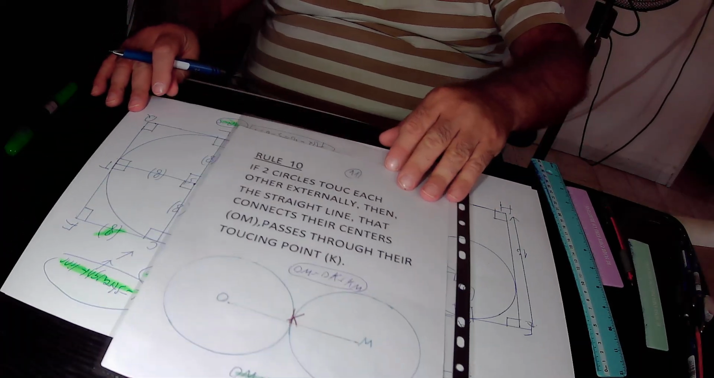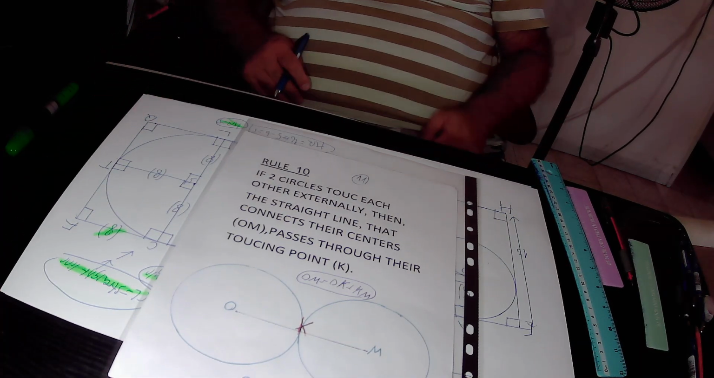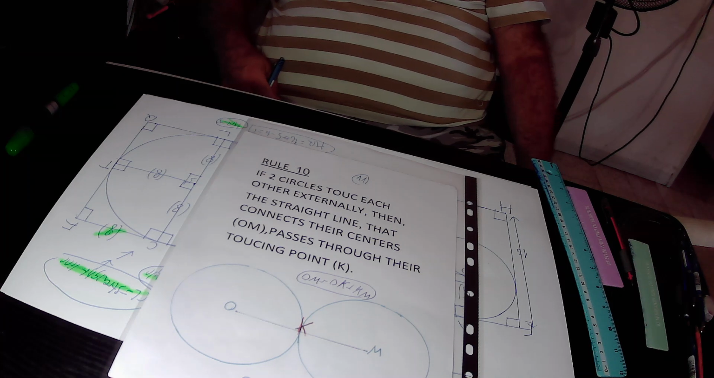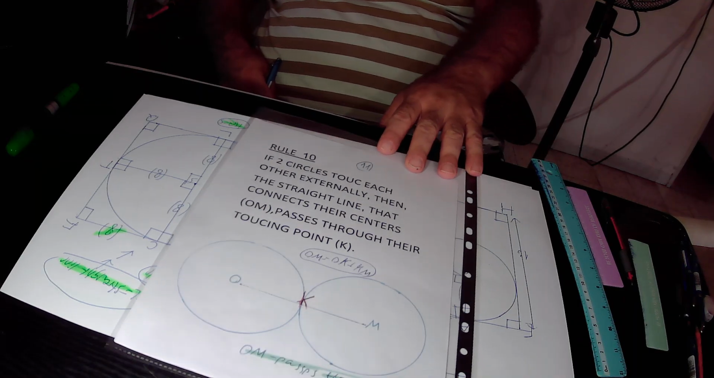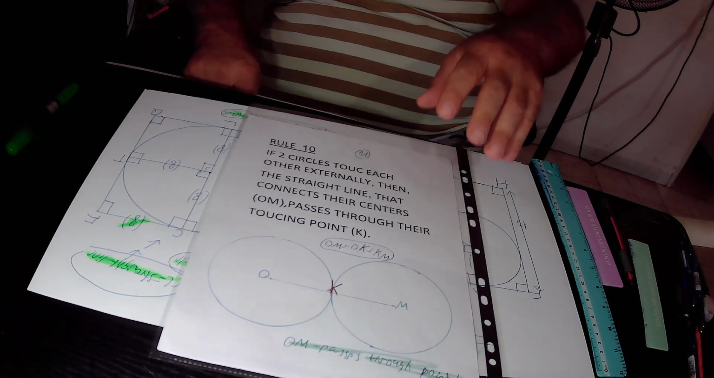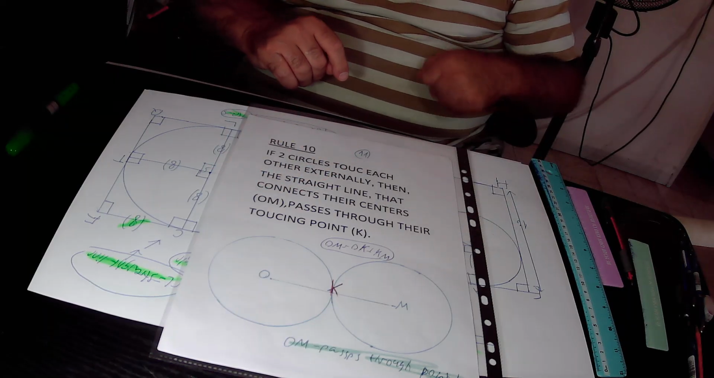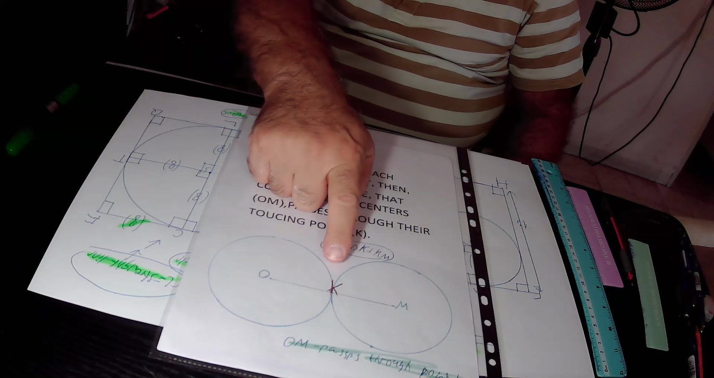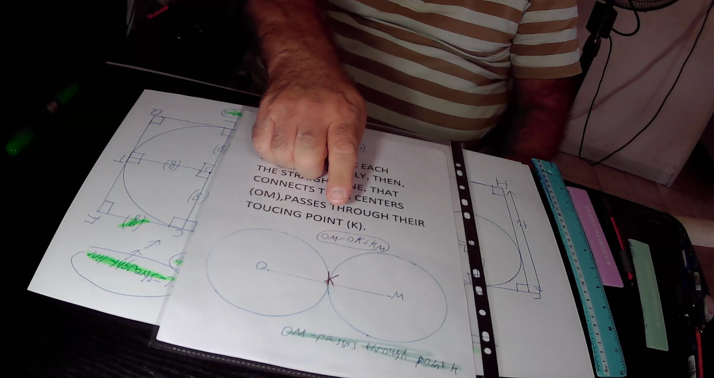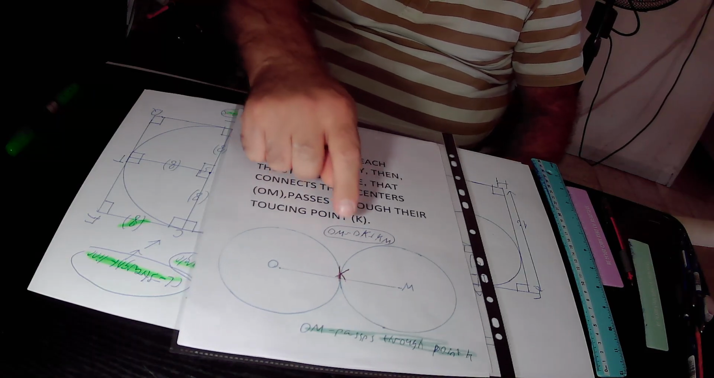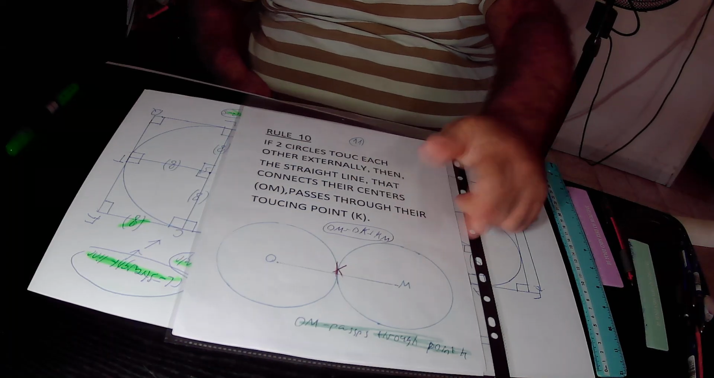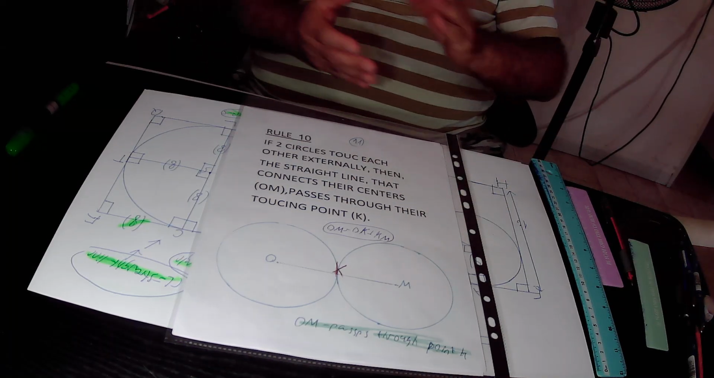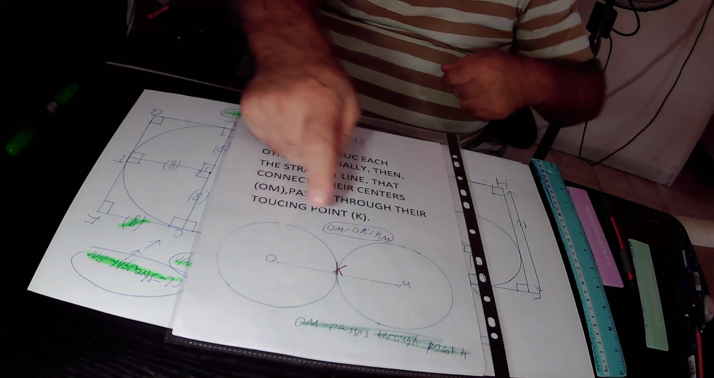According to rule 10, if two circles touch each other externally, then the straight line that connects their centers together passes through their touching point. So in the moment we have two circles that touch each other externally at point K. This is point K. It is their touching point. The center of this circle is here at point O. The center of this circle is here at point M. And the straight line that connects the centers together is of course the straight line OM.